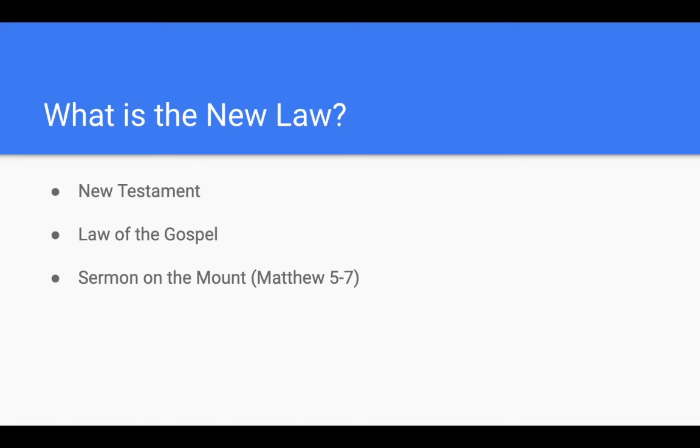The priest of this covenant who performs the sacrifice is Christ. The animal which is sacrificed, the sacrifice, is Christ, the lamb who is sacrificed, and he is reconciling us to God the Father through this sacrifice.